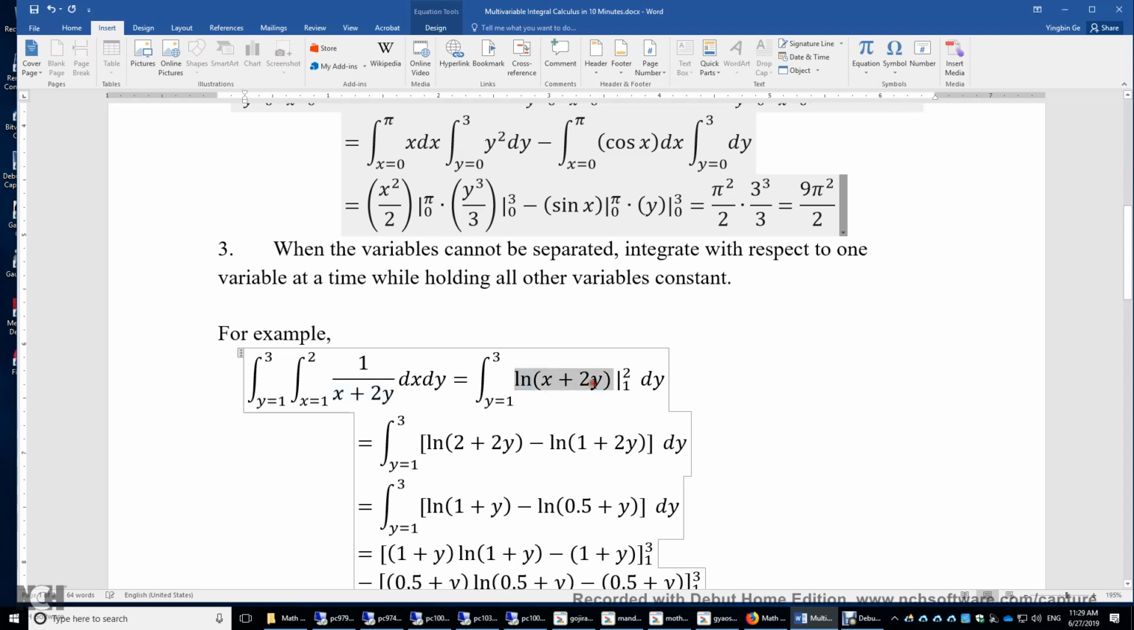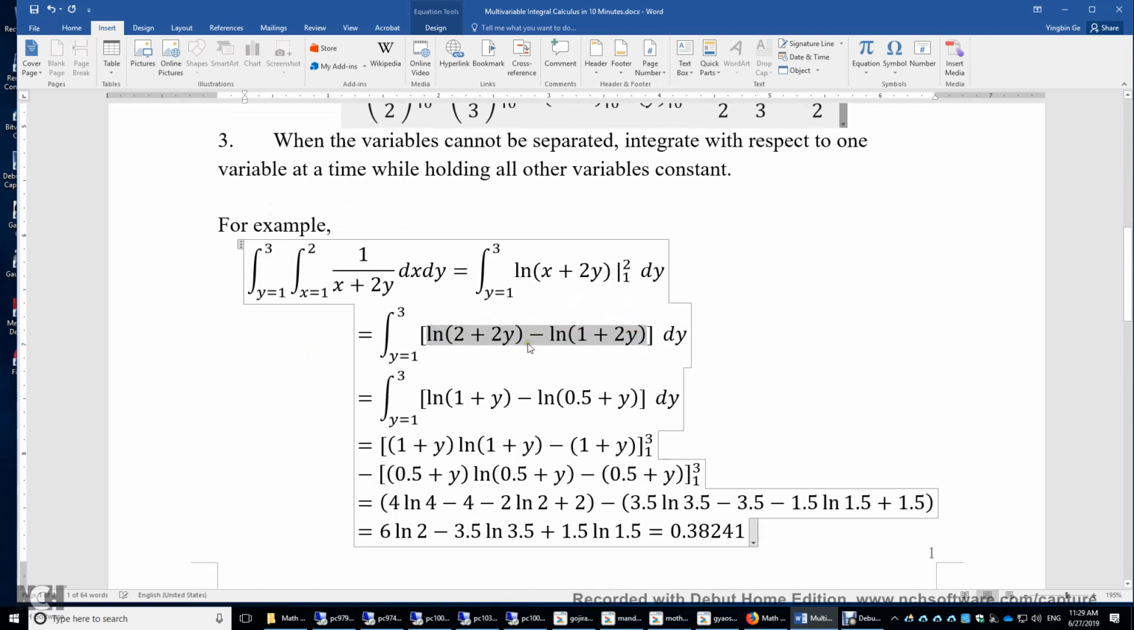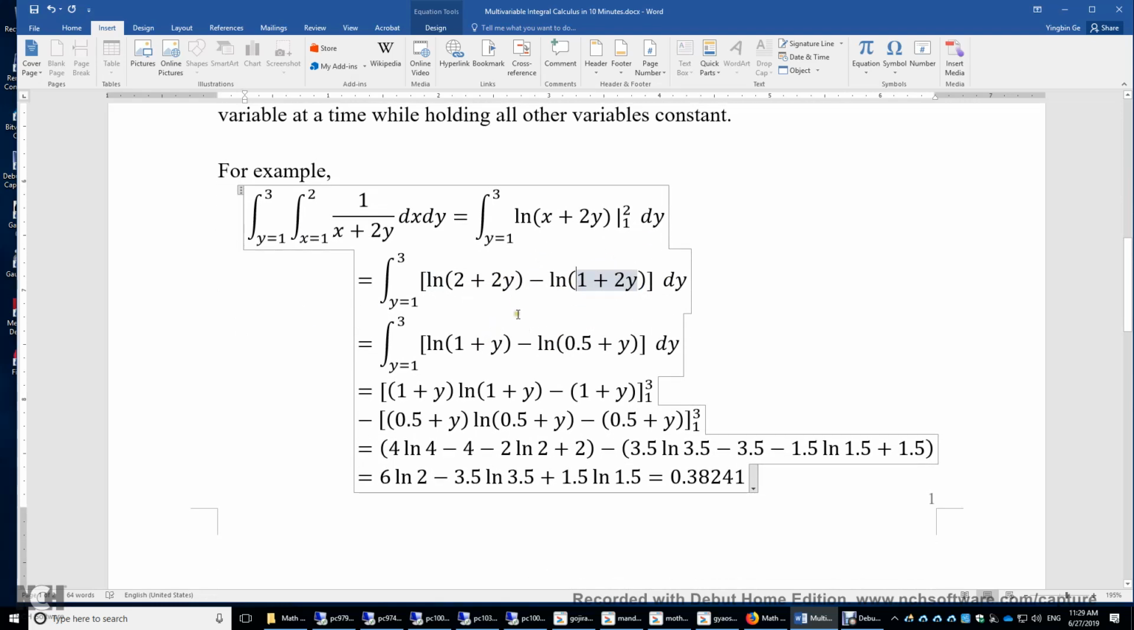So we got this here. We plug in the lower limit and upper limit of x. We got this function here. And then we integrate this function. So we can integrate these two separately. And here's a small trick here.